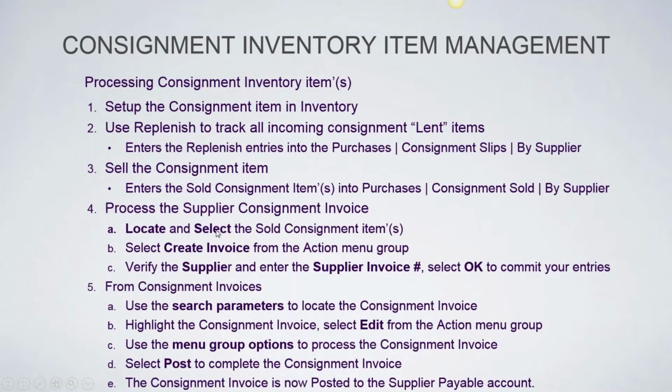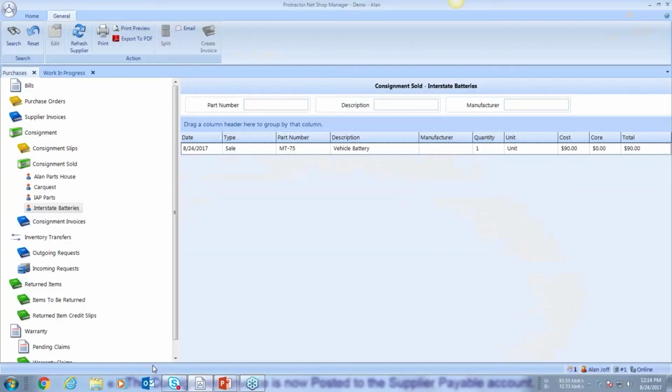So now we're going to locate and select the sold item. We're going to take that sold item and actually create an invoice. And then we're going to verify the supplier, enter this invoice number, okay? And then we're going to process it to the payables, okay? Or I'm sorry, we're going to process it to an actual invoice, and then we're going to process it to the payables. So let's kind of go back and look at that.